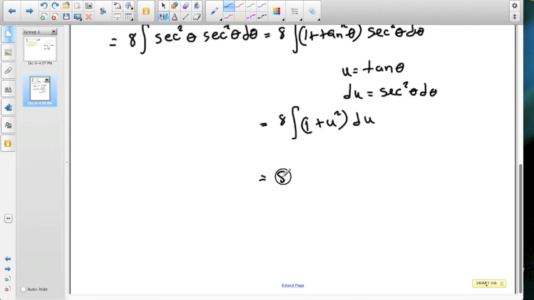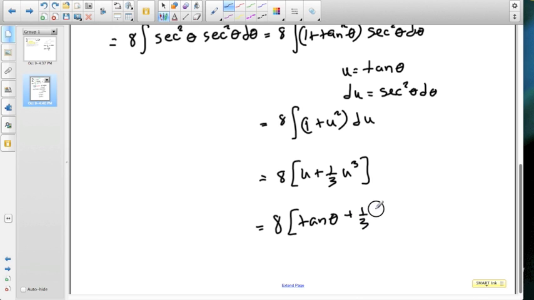So we have 8, and then we're just integrating with respect to u. So we have u plus 1/3 u cubed. Now we're going to put in our trigonometric functions. So u is tan theta, and we have tan theta plus 1/3 tan cubed theta plus c.